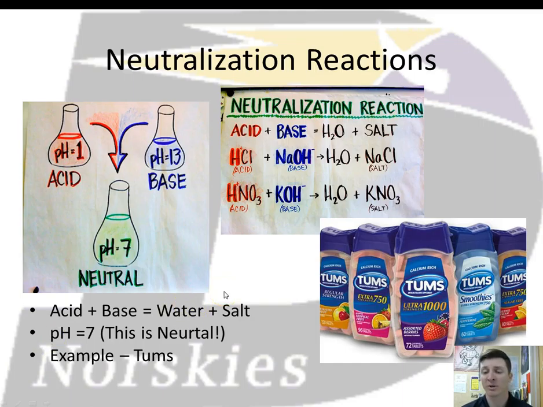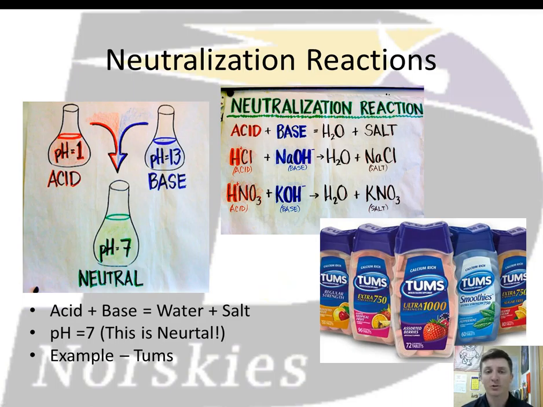This is how antacids work. If you have acid reflux or heartburn, you take an antacid pill like Tums or Rolaids, and that neutralizes the acid and makes the heartburn go away. And this is exactly what's happening in your body chemistry. It's basically a neutralization reaction when you're taking antacid pills.